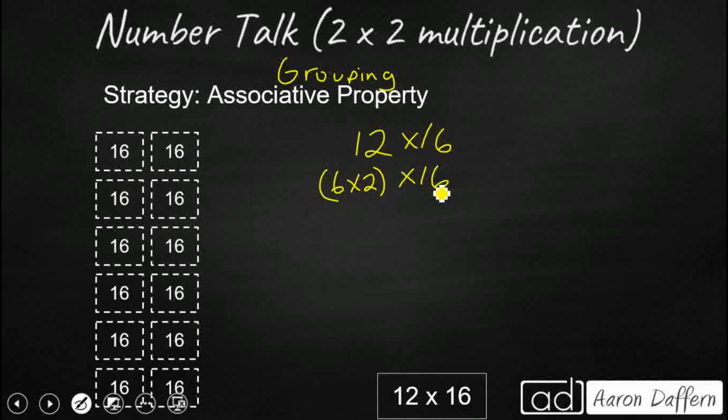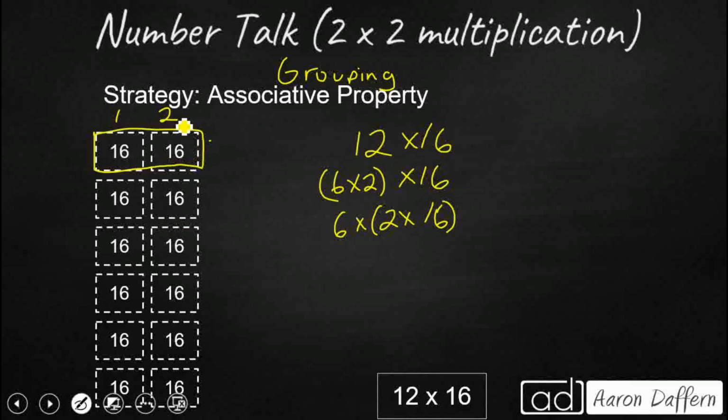So now I've got 3 factors. Instead of 12 times 16, I'm going to do 6 times 2 times 16. And the associative property lets me simply regroup these. I'm going to shift my parentheses. You notice I'm still multiplying the same 3 numbers. I'm still multiplying 6 and 2 and 16. I'm just going to group the 2 and 16 first. So I just want 2 groups of 16. So that's what I've got right here.